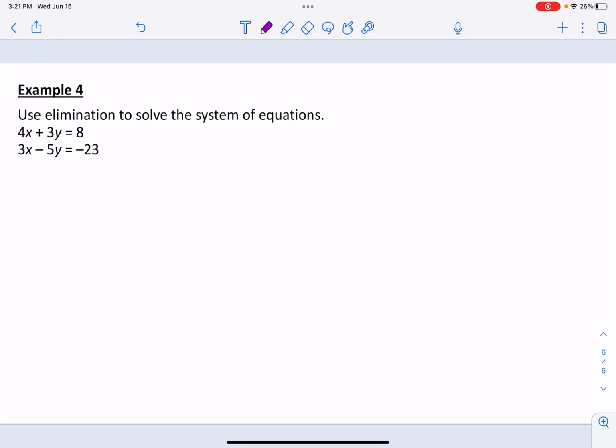Okay, now this one is the most complicated one that you're going to have. So I'm going to rewrite the problem kind of in the middle. I'm going to rewrite it a little bit over because I don't feel like I have enough room to really show you guys what I want to do. Okay, so for this one, you want to get your coefficients again so that they are the same value, just opposite signs.